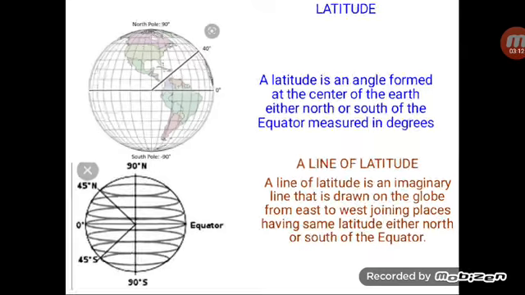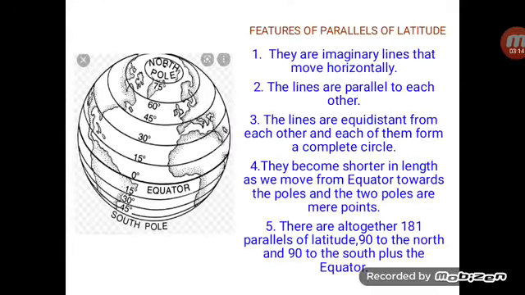Then we come to the features of these parallels of latitude. First of all, they are all imaginary lines that move horizontally, that is running from the east to west of the globe. Secondly, the lines are parallel to each other. These lines never meet each other, they are always parallel. Thirdly, the lines are equidistant from each other and each of them forms a complete circle.